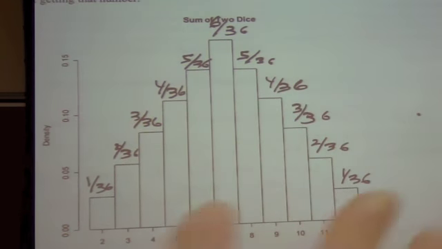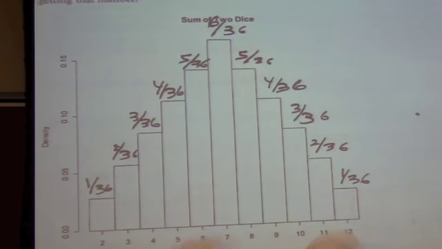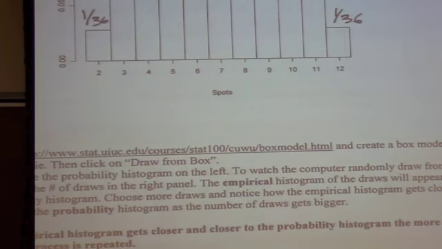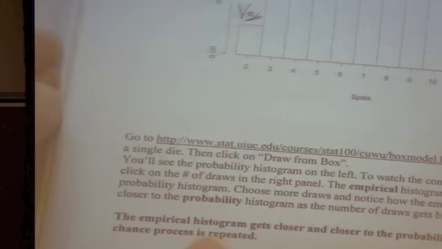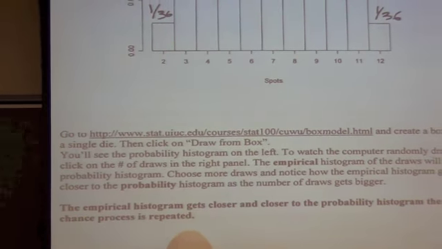Now if you actually did this process, if you actually drew tickets at random from a box, let me show you what it would look like. So let's go to the computer, that's what I say here, that if we actually did it, the empirical histogram would get closer and closer to the probability histogram the more times we repeat the chance process.